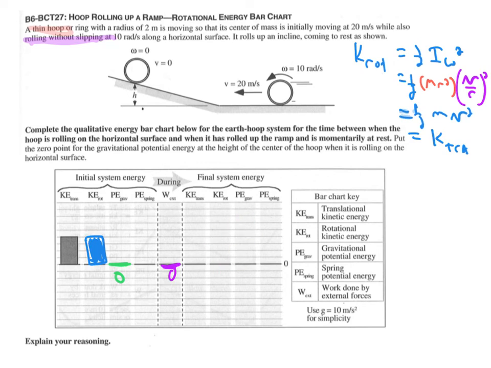But they tell us, and this is really important, that at the end, it is momentarily at rest, which means that all of the kinetic energies are 0. So we have that this is 0 and that this is 0, which means that all of the energy has to come from gravity. So all of the energy is here. And as mentioned before, there is no spring, so of course there's no potential energy stored in the spring. And there we go.